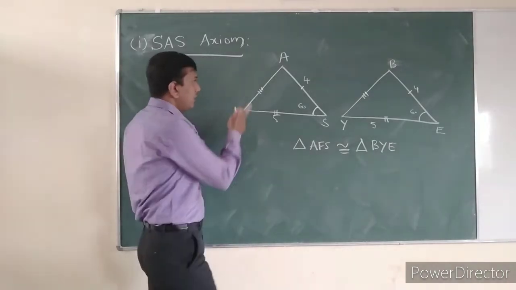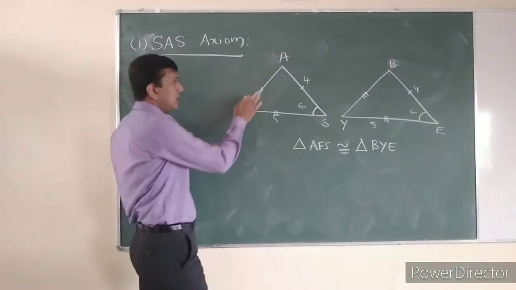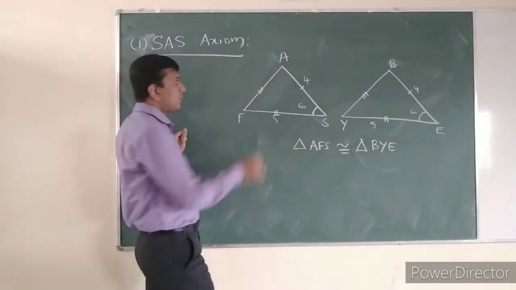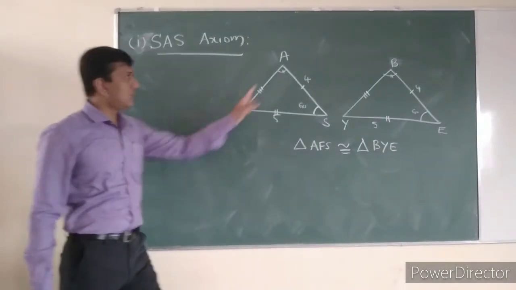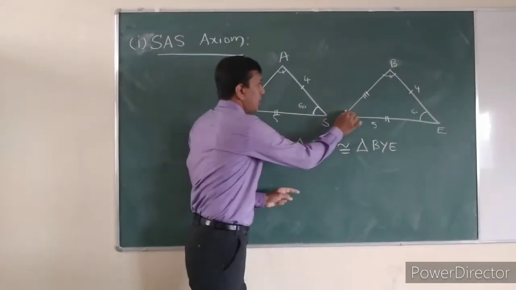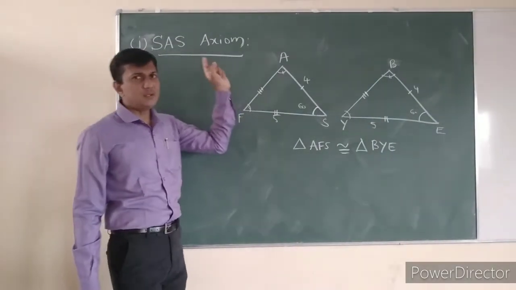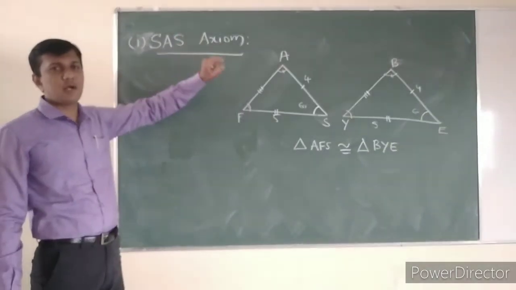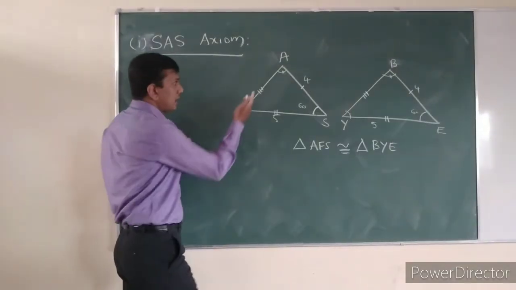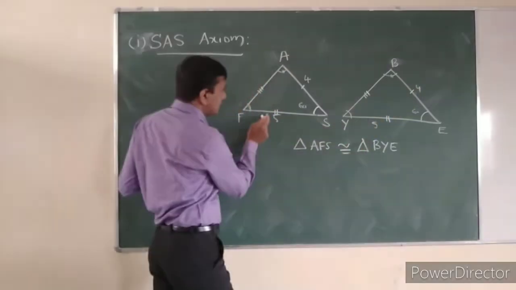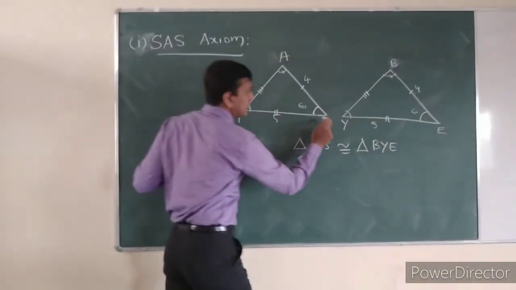What will happen when you measure the lengths of these two line segments? They will automatically be equal. Not only will they be equal, these angles also will be equal. These two corresponding angles and these two corresponding angles. So in this entire chapter, we have to use this terminology called corresponding angles, corresponding sides. So corresponding angles, corresponding side, corresponding vertices.